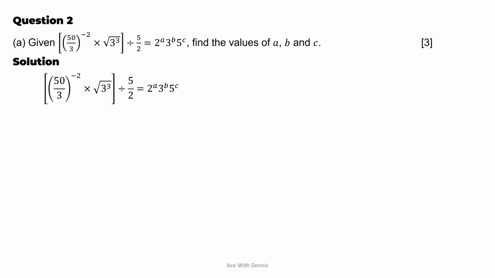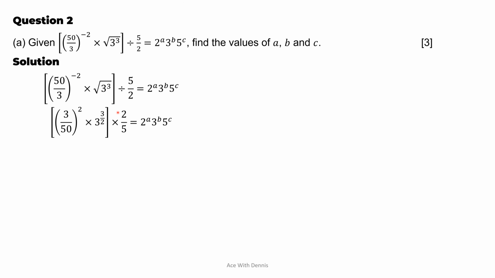Given this equation, you can see that the left hand side has a lot of things. The first one is we have the fraction with the power negative 2. Then we have the square root and the 3 cubed in a bracket, with multiplication, then divided by a fraction. So we have to rearrange the left hand side so that it will be in the form of 2 to the power of something, 3 to the power of something, and 5 to the power of something.